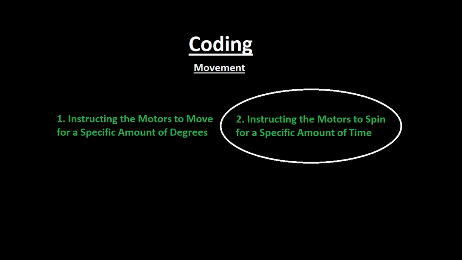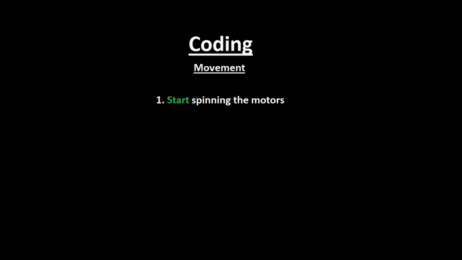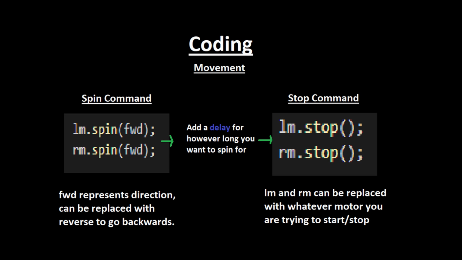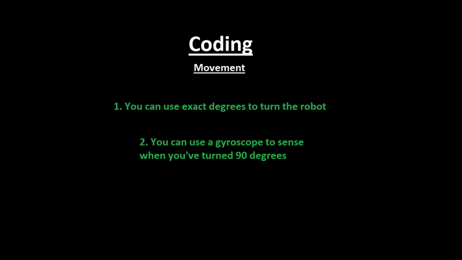Now, if you wanted to do the second movement option, which is to time your motors, then you just need to make your motors start spinning, add a delay between that and the end, and then have the end be for them to stop spinning. You can make your motor spin using motor.spin, open parentheses, direction, close parentheses, semicolon, as well as make them stop by using motor.stop, open close parentheses, semicolon. Motor is replaceable, obviously, by what motor you're trying to either start or stop, and direction can be filled in with forward or reverse.